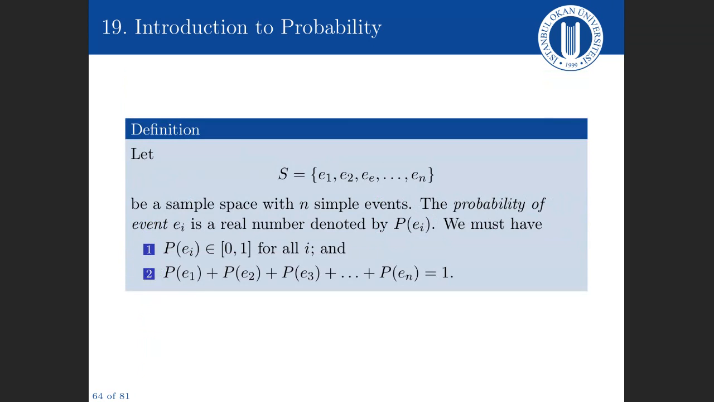Now let's define probability. Let's suppose we have a sample space which contains n simple elements. The probability of event E_i is a number P(E_i), which needs to satisfy 2 rules. Rule number 1, the probability of E_i must be a real number in the closed interval from 0 to 1. The second rule is that the probability of E1 plus the probability of E2 plus the probability of E3 plus ... plus the probability of En must be equal to 1.